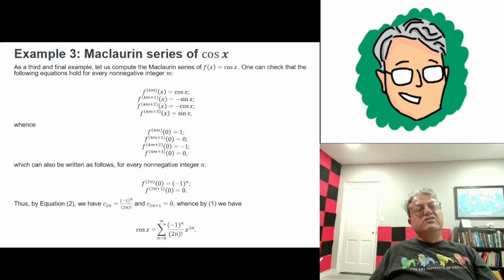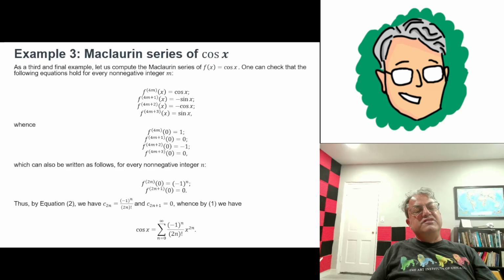So you're going to get the 4mth derivative evaluated at 0 is 1 this time. The 4m plus first derivative evaluated at 0 is 0. The 4m plus second derivative evaluated at 0 is 1. Yeah, that should be minus 1, I think. And then the 4m plus third derivative evaluated at 0 is 0 again. So again, you can write this a little bit more simply if we write in terms of 2n. The 2nth derivative evaluated at 0 is minus 1 to the n, and the 2n plus first derivative value is 0. So this time we're only going to get terms with even index.